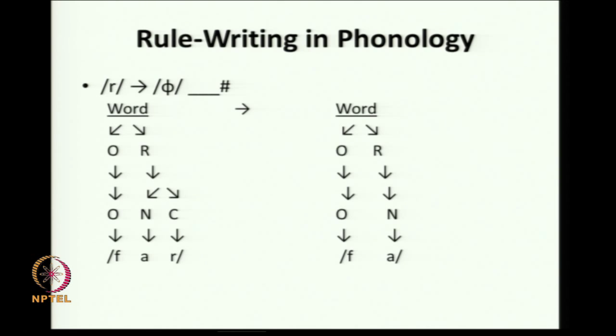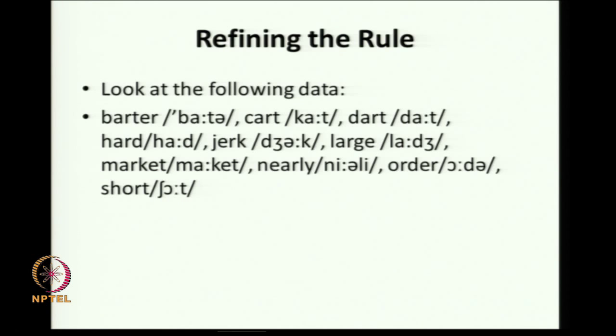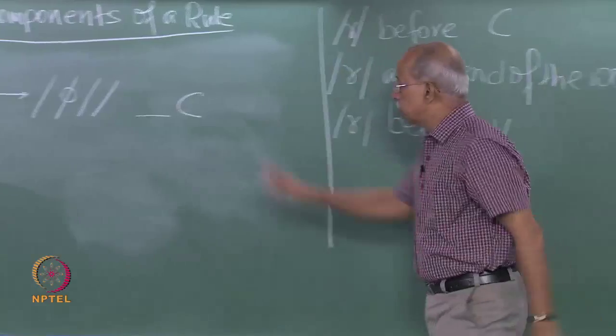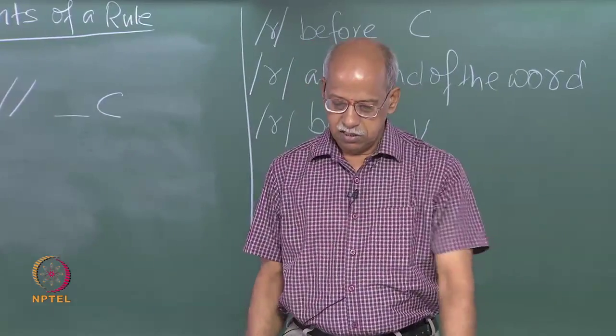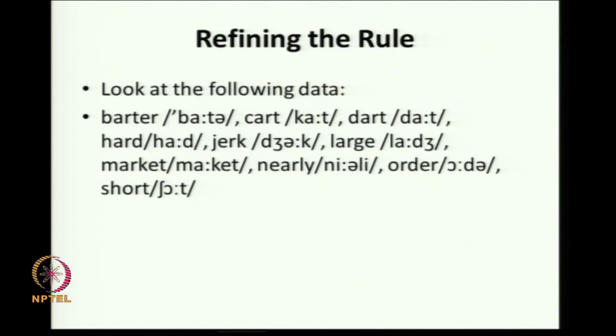Let's look at this rule. Can you convert this? You see here are the data. You have words like barter where ra is deleted before ta, you have cart where ra is deleted before ta, you have dart, hard, jerk, large, market, nearly. Sorry, this nearly is wrong, or maybe you can leave it as it is.